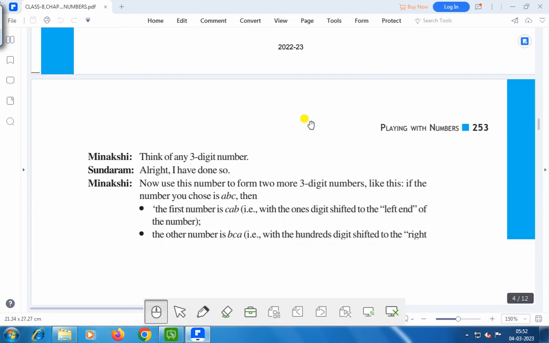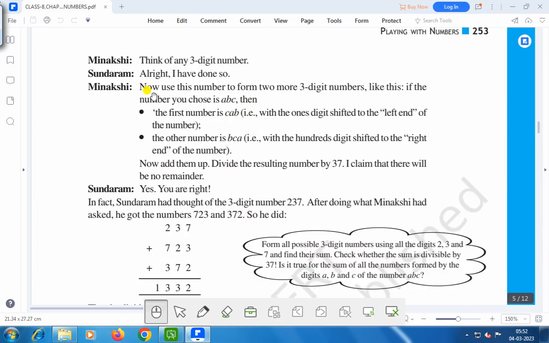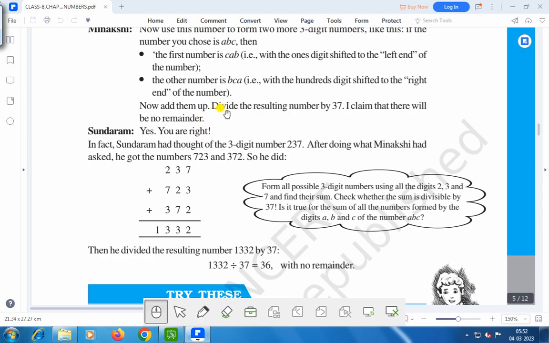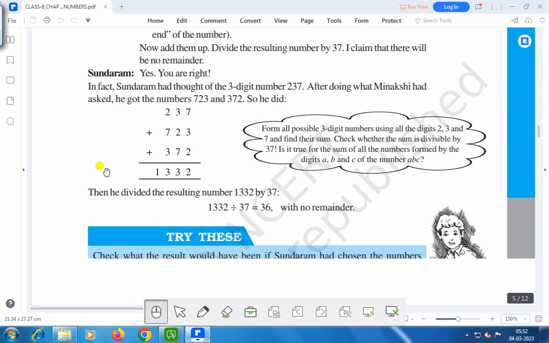Now it is Meenakshi's turn once more. Think of any 3-digit number. Alright, I have done so. Now use this number to form 3-digit numbers like this. If the number you chose is ABC, then the first number is CAB, with the ones digit shifted to the left end of the number. The other number is BCA, with the hundreds digit shifted to the right end of the number. Now add them up. Divide the resulting number by 37. I claim there will be no remainder.